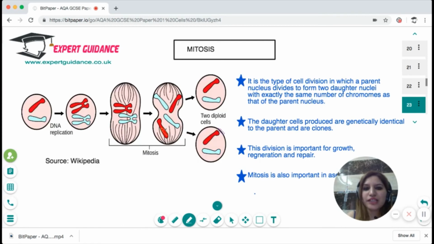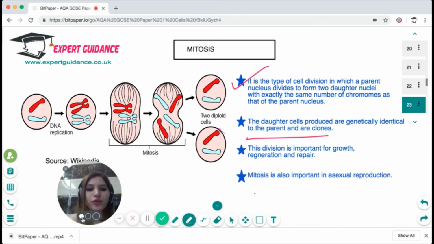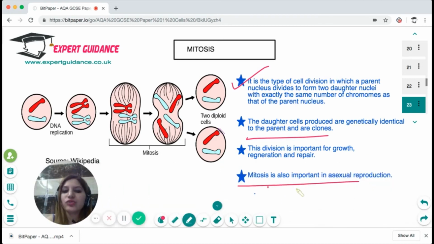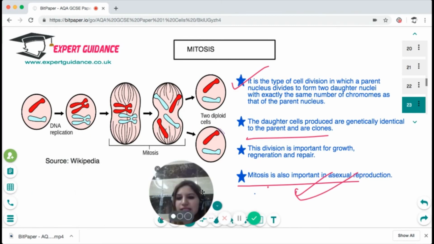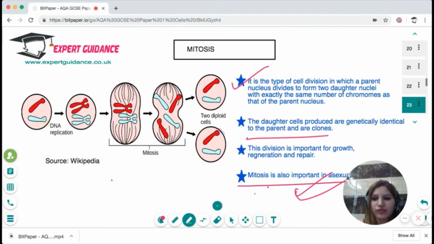Now, what is mitosis? It is a type of cell division in which a parent nucleus divides to form 2 daughter nuclei with exactly the same number of chromosomes as that of the parent nucleus. The daughter cells produced are genetically identical to the parent, and we can call them clones. This division is important for growth, regeneration, and repair, and mitosis is also important in asexual reproduction. Now, how the stages of mitosis take place, here's a diagrammatic representation of it. Although there are 46 chromosomes, 23 pairs, for the diagram we are starting with 2 chromosomes.